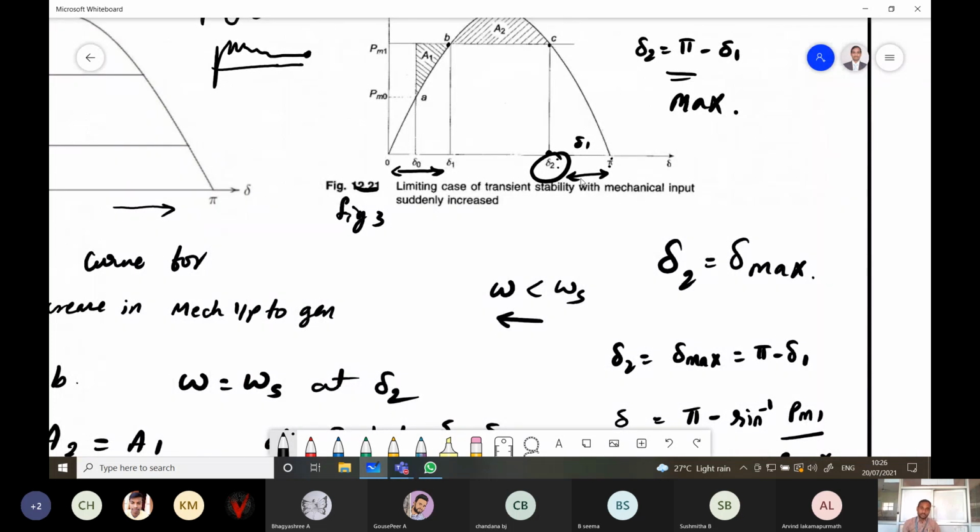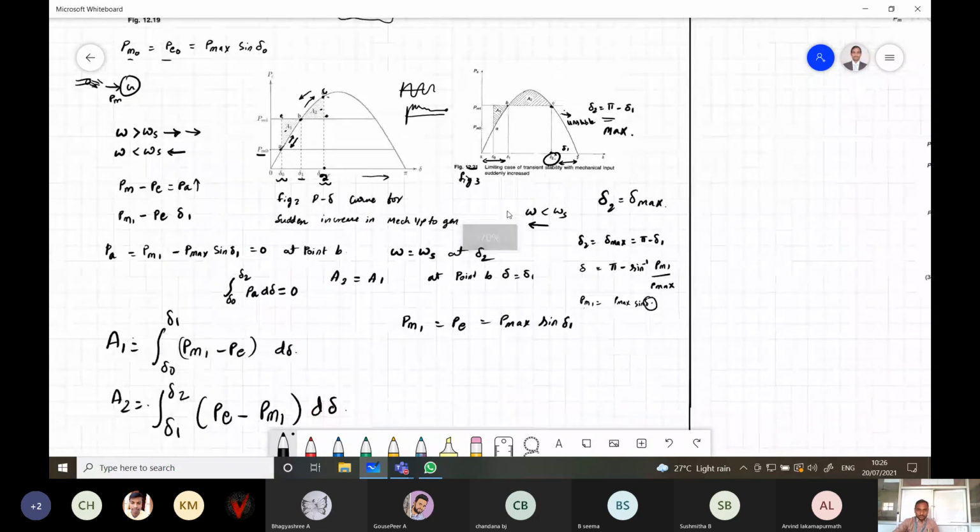If delta 2 increases and crosses the point C, what happens? The decelerating power changes over to the accelerating power, and the system therefore becomes unstable. Beyond point C, the system will become unstable. Thus it can be seen that using the equal area criterion, an upper limit to the sudden rise in mechanical input, that is Pm1 minus Pm0, can be determined for the system to remain stable.